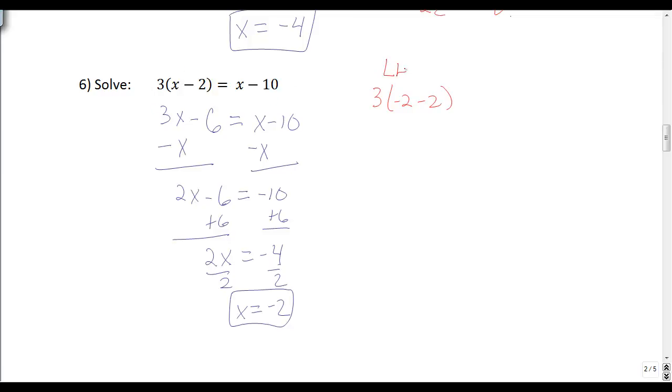So this is the left-hand side. So this is 3 times negative 2 minus 2, which is negative 4. 3 times negative 4 is negative 12. And then the right-hand side, we don't just have a number here. We have negative 2 minus 10. Well, that works out to be the same negative 12. So our answer checks out.